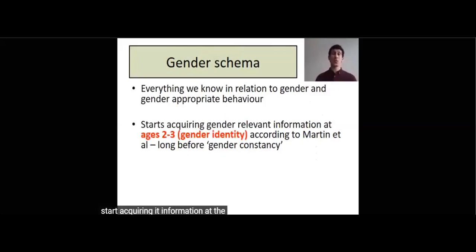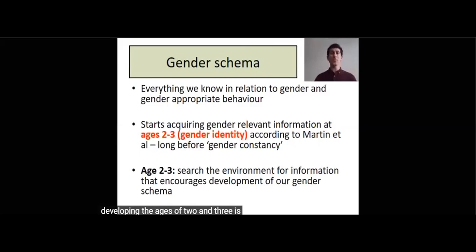So in this gender identity stage, according to Martin et al. Martin was the person who came up with this theory. And they said that gender and starting to understand gender occurs a long time before Kohlberg's idea of gender constancy. And that's why these two cognitive theories conflict. Kohlberg says we understand gender fully by the age of 6. The gender schema theory says we start to develop it at the ages of 2 and 3 is early enough.